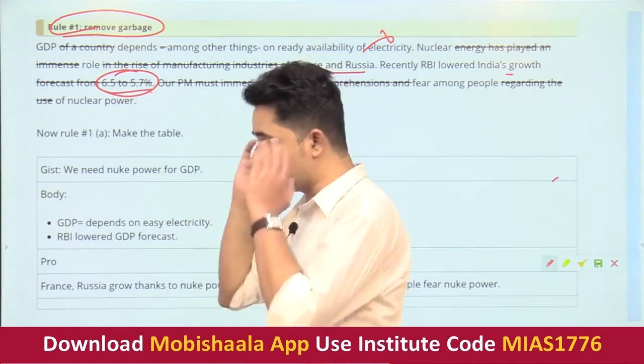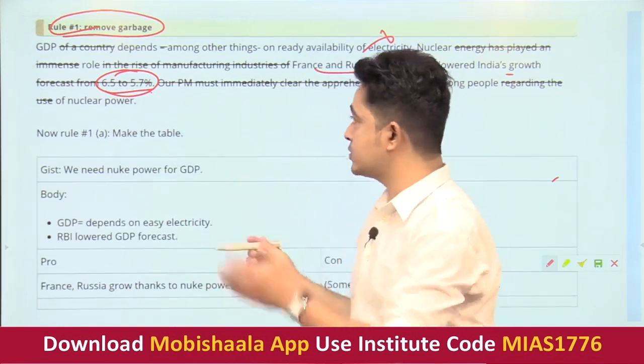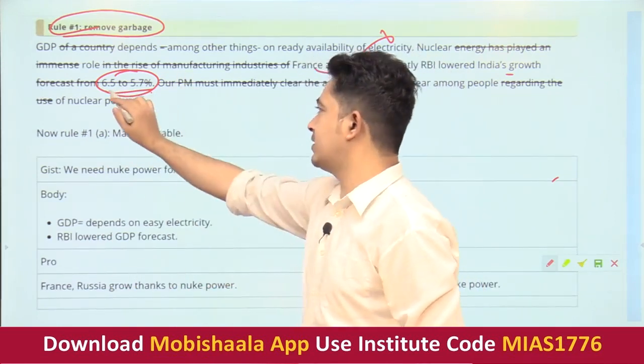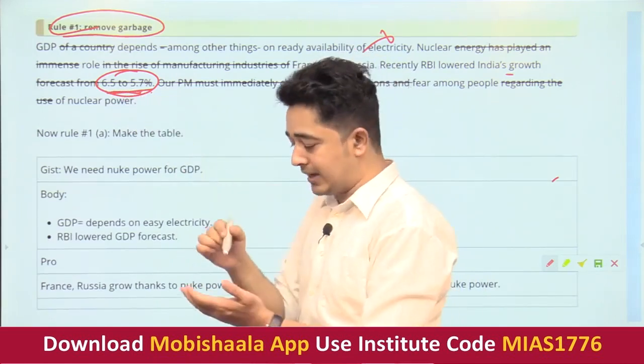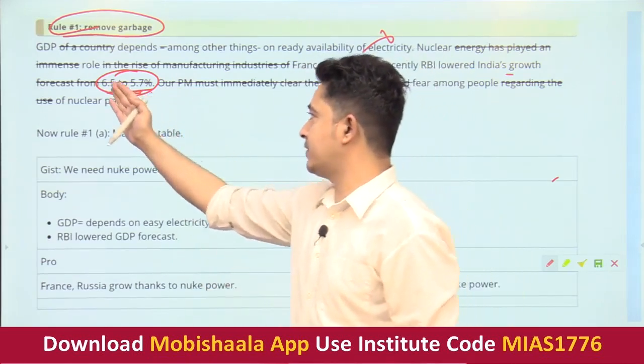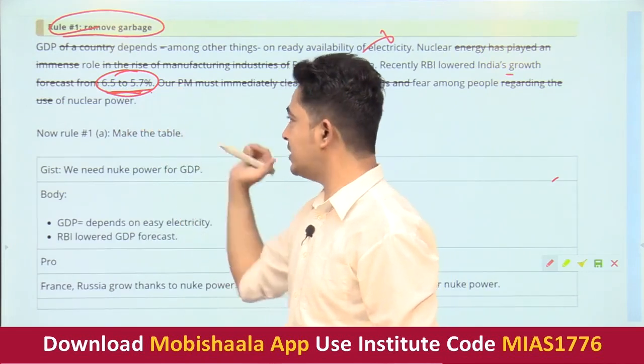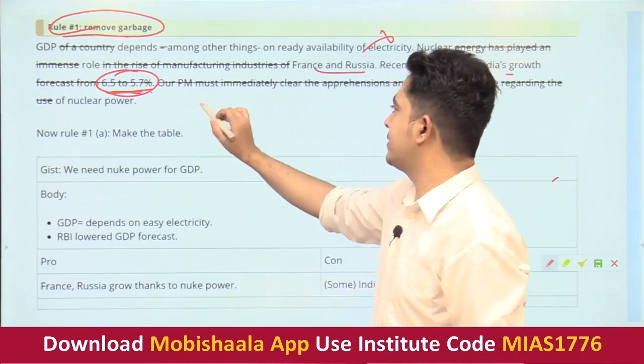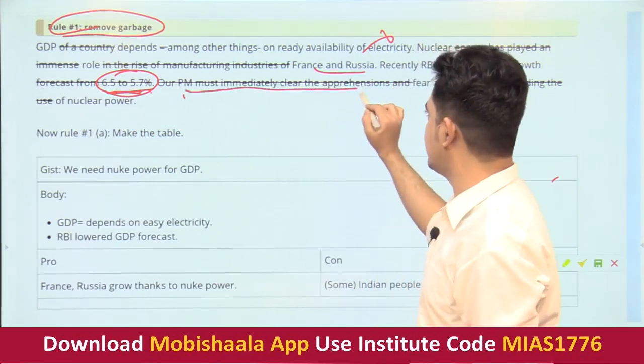Just for the diversion of your mind, so that you indulge, oh, 6.27%, we have to read this too. So are you sure that they will ask the questions that easily, like the forecast from 6.5 to 5.7%, and students will easily solve the questions? So there is some kind of trap. So PM must immediately clear, that is not needed.